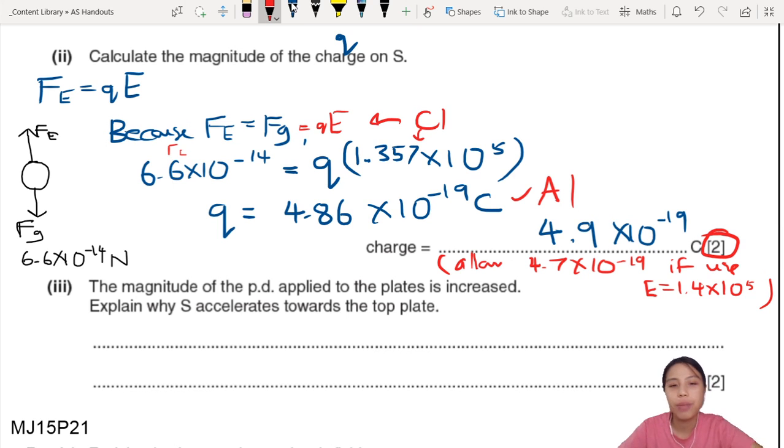And this is the last one. So the magnitude is increased. Explain why S accelerates to the top plate. The magnitude of PD, what is that? PD basically means potential difference. So V is increased. And then you need to explain why S will accelerate upwards.